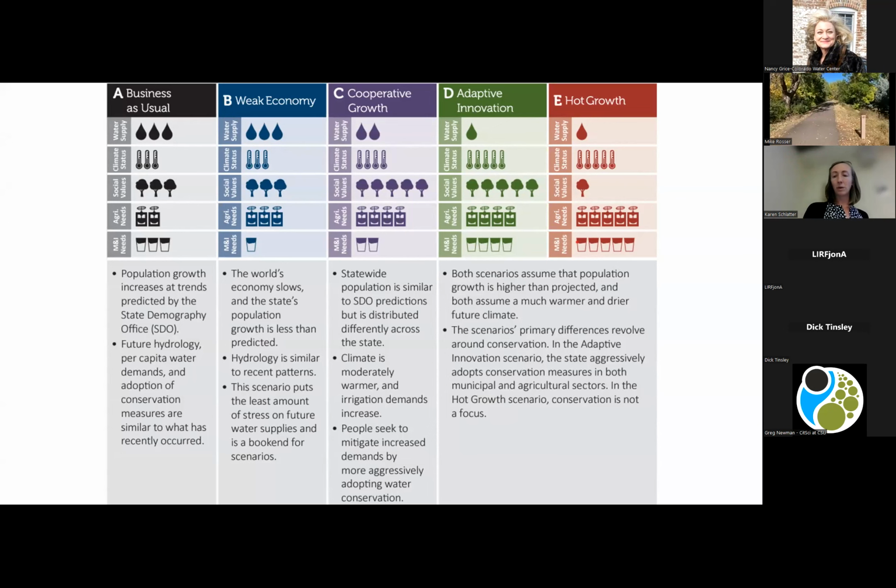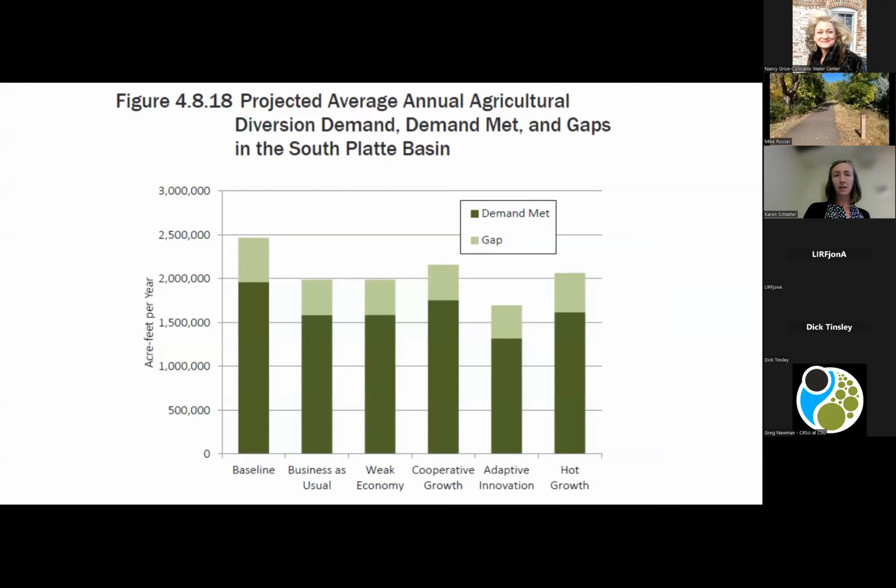I also wanted to point out that I had shared this graph, which was actually the projected annual agricultural supply and demand. So we were only looking at the ag supply and demand and the gap for agriculture, which is why the baseline is no projection at all. That's just what we have today. So in all of these scenarios, you can see that demand for ag is actually going down, which makes a lot more sense now that we know what this graph is.